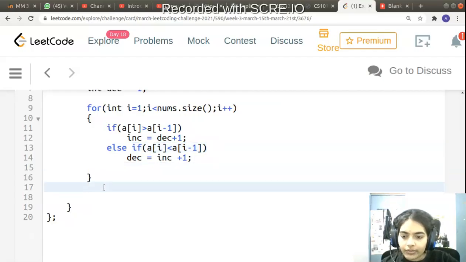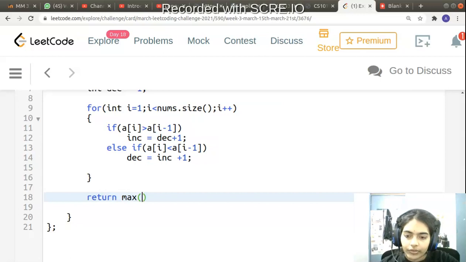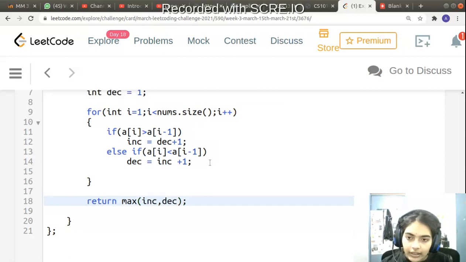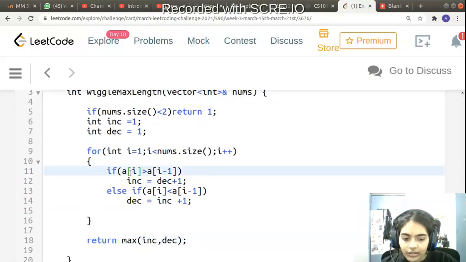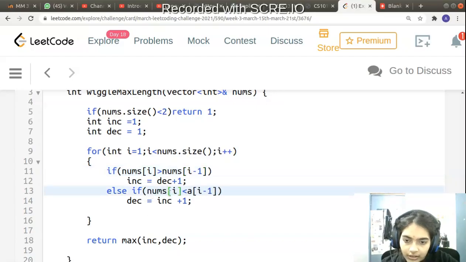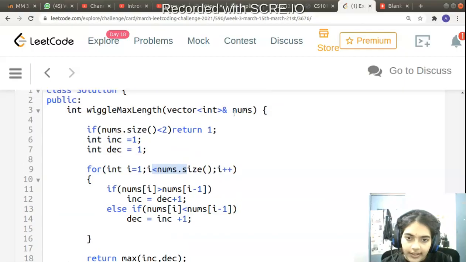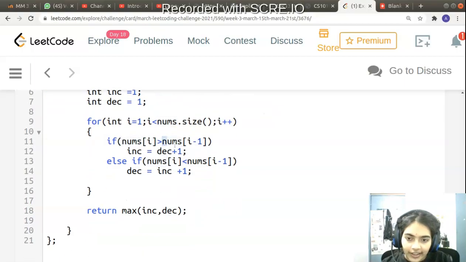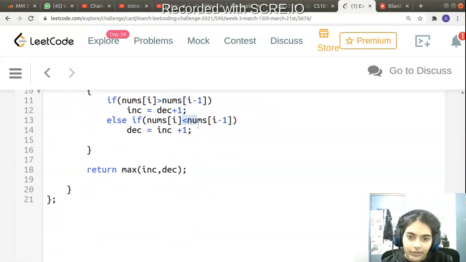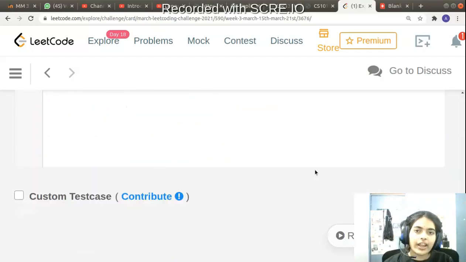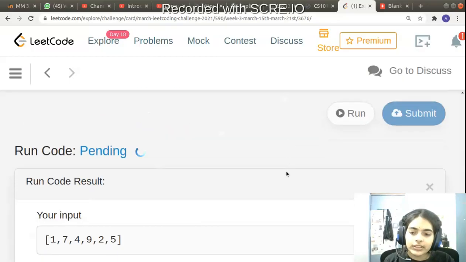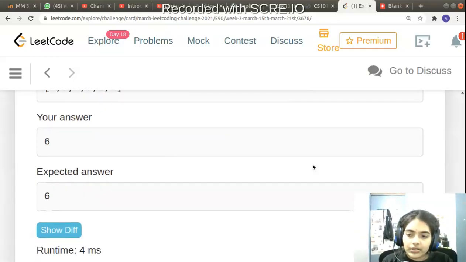And now we will just return the max of the increasing and decreasing variables. I think that's it. I should have written nums of i, because the array is called nums and I just had a in mind, so I wrote a short for array. It's fine, and we can run the code. I hope it works. So it is fine.